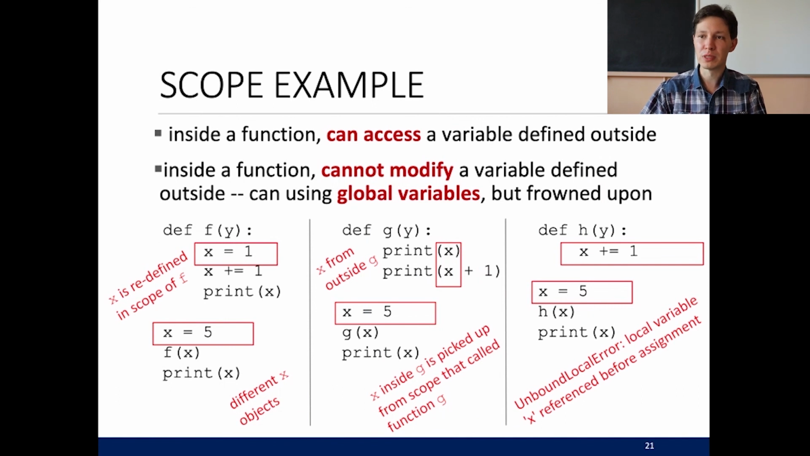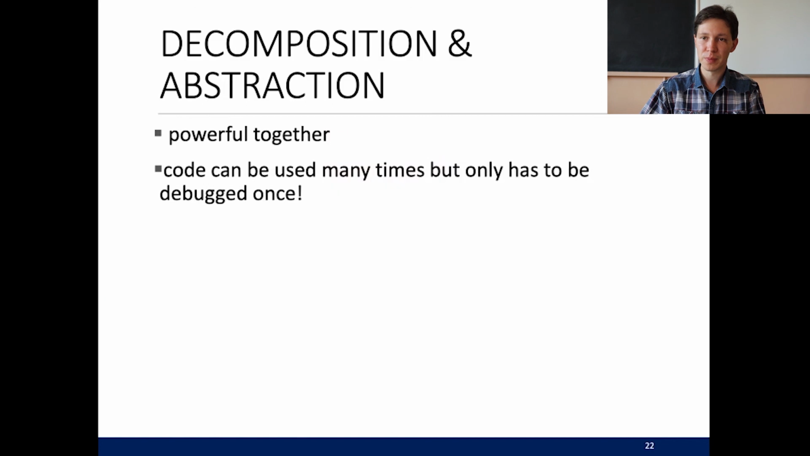Here's one more scope example. As a note, inside a function, you can access a variable defined outside of it, but you can't modify its value in the outer scope. One exception to this rule is using global variables. If you define a variable as global, you can modify it from an inner scope. However, extensive usage of global variables is not recommended.